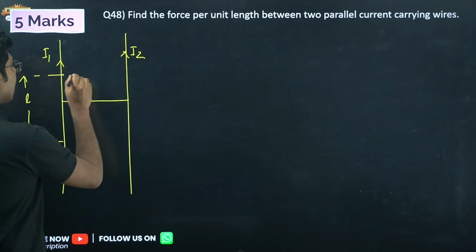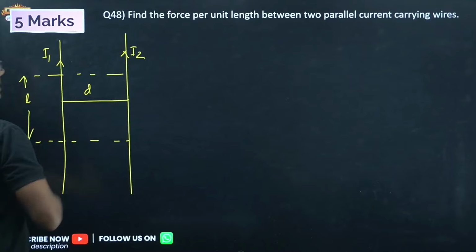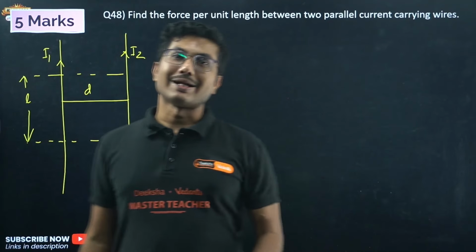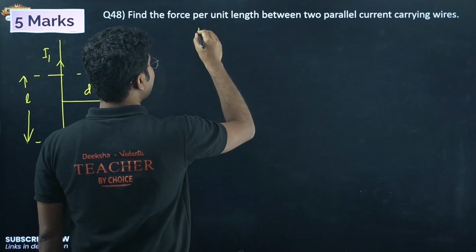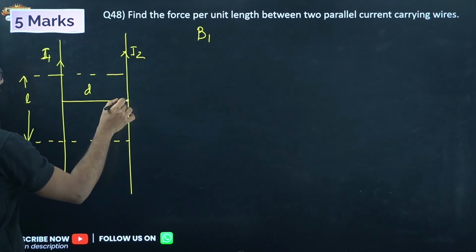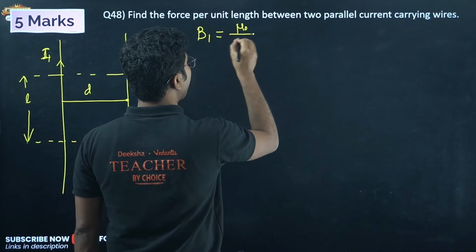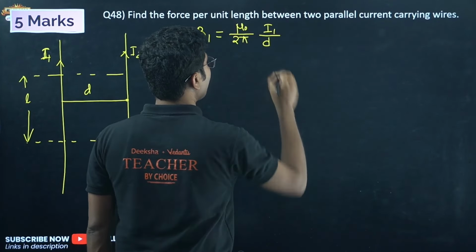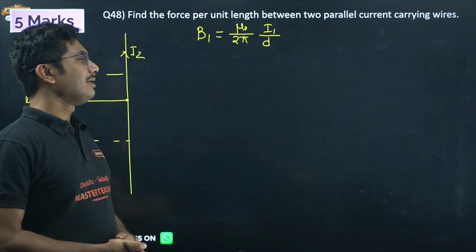Okay, so first of all, this is an arbitrary length of a very long thin wire carrying current I. Now when a current carrying wire is there, it will produce its own magnetic field. So what is the expression for magnetic field due to a straight current carrying wire? First of all, we are trying to find the magnetic field due to this wire at the location of the second wire. Okay, so B1 is given by mu naught by 2 pi I by R. Magnetic field due to a straight wire is given by mu naught by 2 pi I by R.